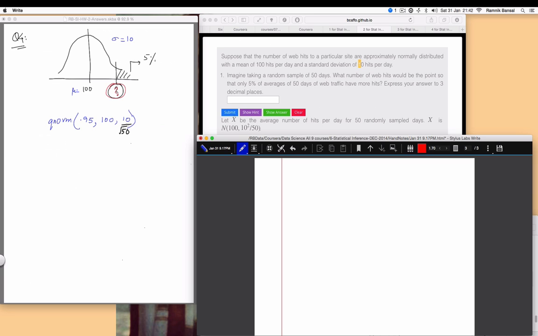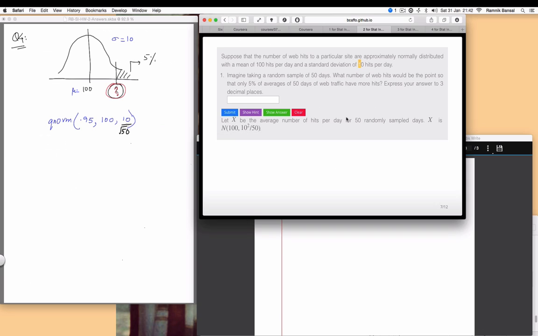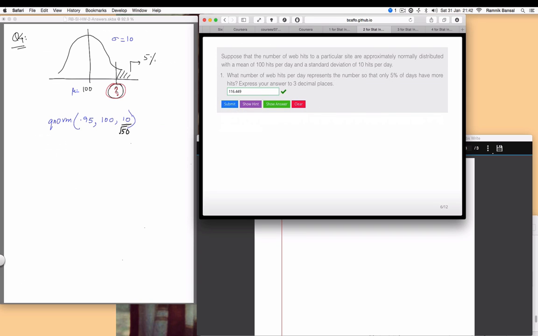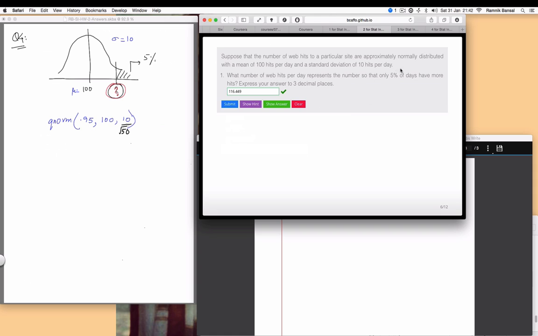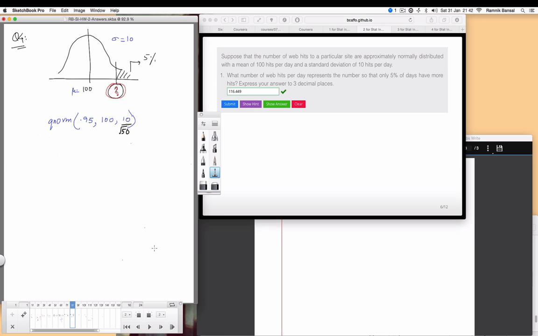Okay, so Lavita had a question in the previous one. How do you know whether it is one-tailed or two-tailed? Let's go back. So I guess this is the one that you're talking about, Lavita. Which one? This one, right? So that only 5% of the days have more hits. This is the one. I guess this is the question. So let me start explaining this.